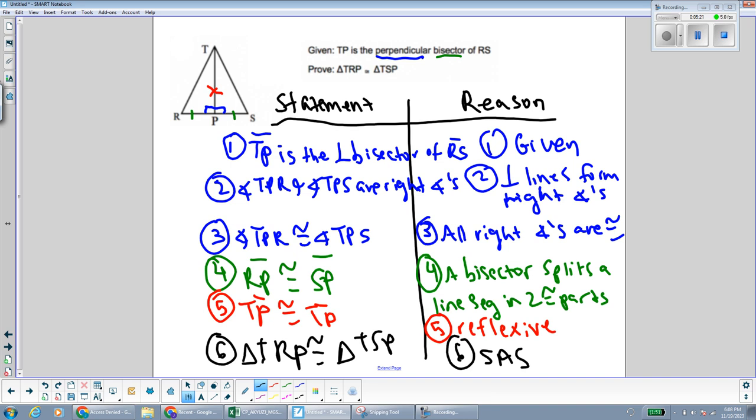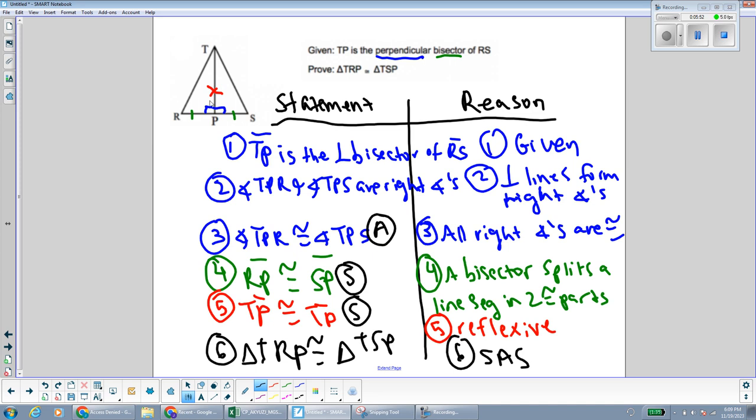Let's double check that all the information we needed for SAS ended up in our proof. So we have our congruent angles. That was our A right here in step 3. We had RP and SP. That was a pair of sides. And we have our shared side. Now, I know in the proof, I didn't put it in the order of SAS. It's all good. As long as in the diagram, it is in the order of SAS, that the A is in between the two S's.